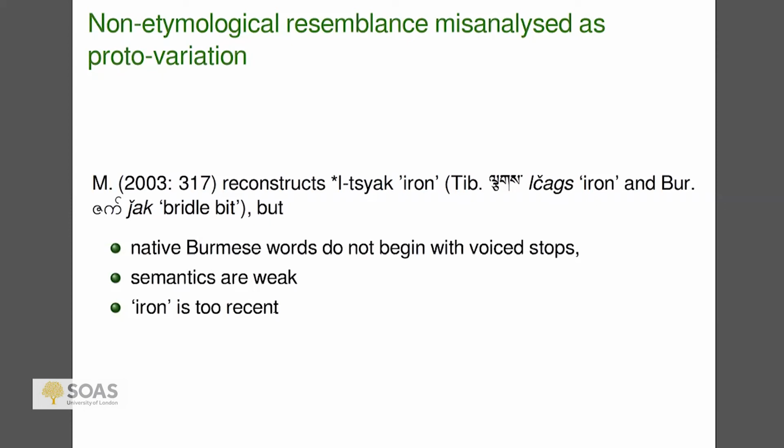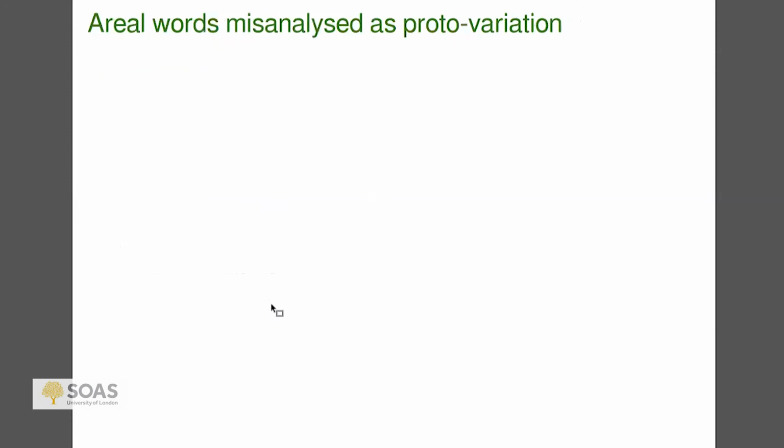And then, you know, I think this case shows some of the principles I was talking about yesterday, where, well, if the semantics were perfect and the phonology were perfect, we might have a problem, and we'd need to reconstruct iron and then figure out, maybe they were talking about unprocessed iron ore or some other kind of shiny rock. But in this case, the semantics, the phonology, the morphology, and the archaeology are all pointing to this being wrong. So let's just say it's wrong. And that's another type of phenomenon that can be misanalyzed as a word family.